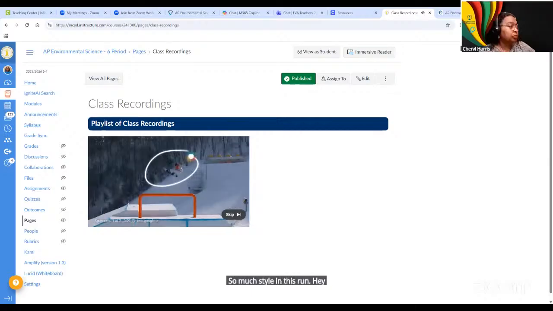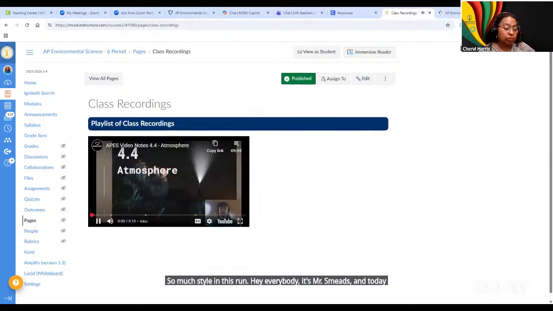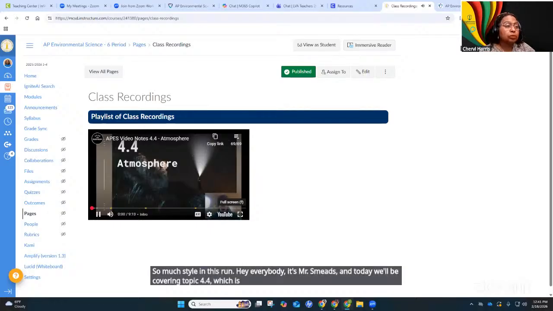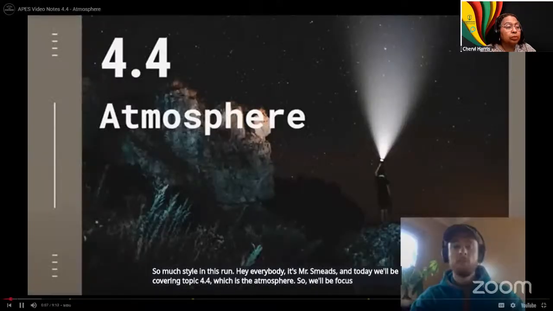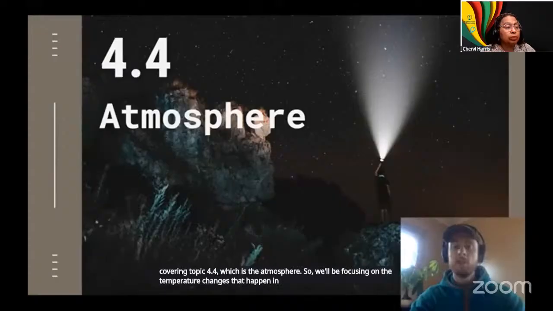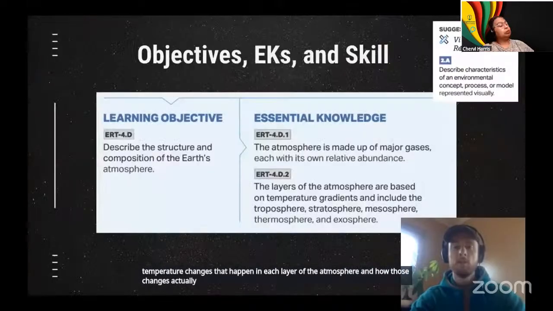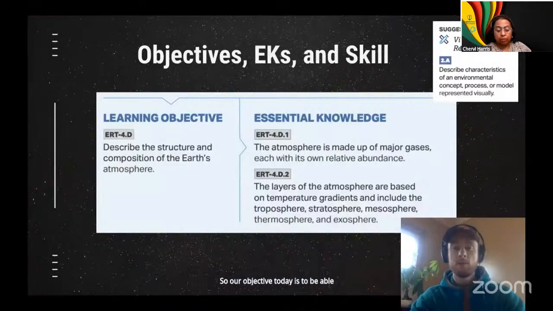Hey everybody, it's Mr. Smeeds, and today we'll be covering topic 4.4, which is the atmosphere. So we'll be focusing on the temperature changes that happen in each layer of the atmosphere and how those changes actually define the layers. So our objective today is to be able to describe the structure and composition of Earth's atmosphere.